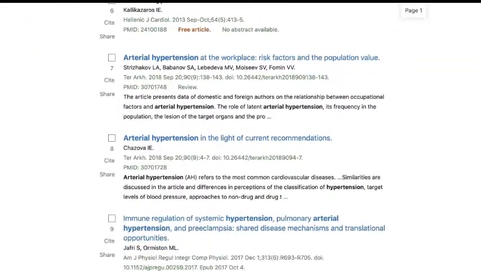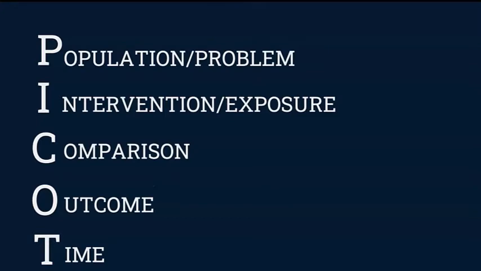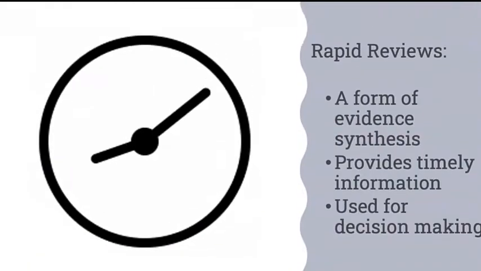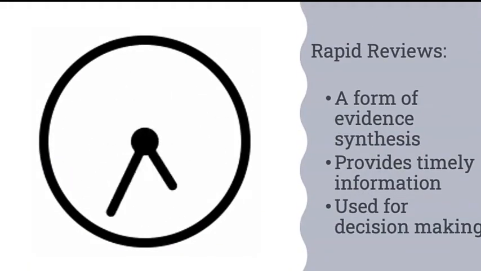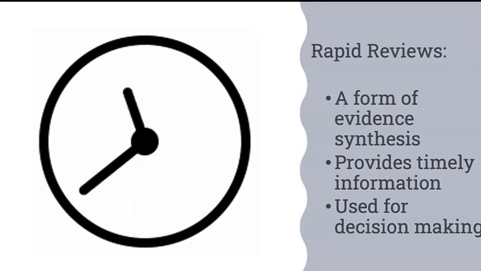For this course, you are going to do a rapid review of the literature to synthesize evidence to answer a PICO research question. Here's what that means. Rapid reviews are a form of evidence synthesis that may provide more timely information for decision-making compared with standard systematic reviews.